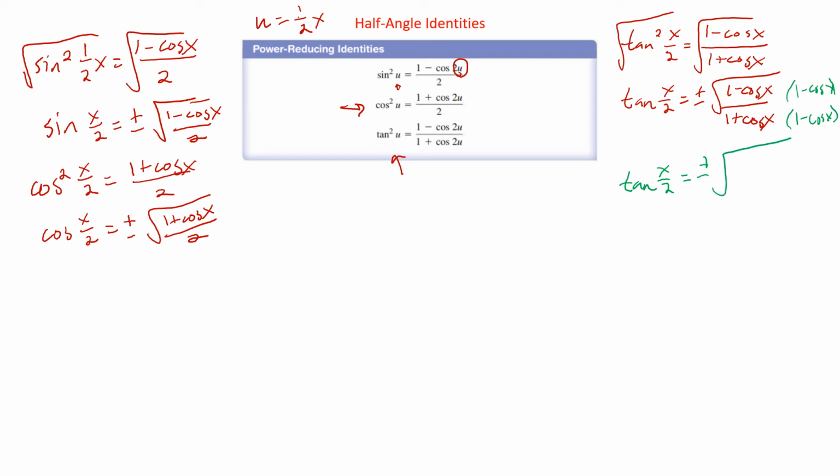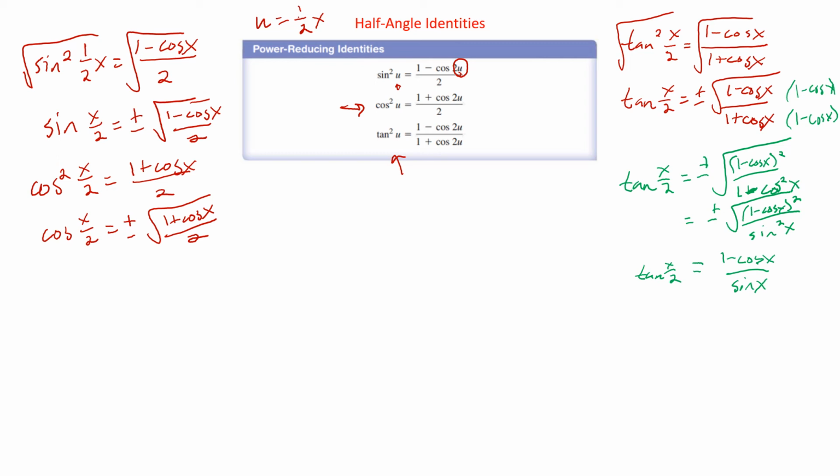1 minus cosine x times 1 minus cosine x is going to be 1 minus cosine x squared over, this is going to be 1 plus minus cosine squared x, which is cosine x squared over, that's Pythagorean identity, that's sine squared x. Hey, we have something squared over something squared. We can get rid of that square root sign. And so we end up with 1 minus cosine x over sine x is tangent of x over 2.